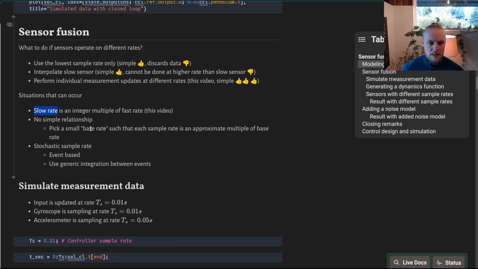Sometimes we have stochastic sample rate. So for instance, packages coming over a network and it takes a different amount of time each time. Or maybe we have an event-based system where you only get a sensor reading whenever some event happens. And we can handle that also. Then we just need to use generic integration of the system in the prediction step to handle the fact that we have different sample rates. But that's okay, we can do that. But in this video we will have one slow sensor and one fast sensor, and the fast sensor is an integer multiple faster than the slow one.